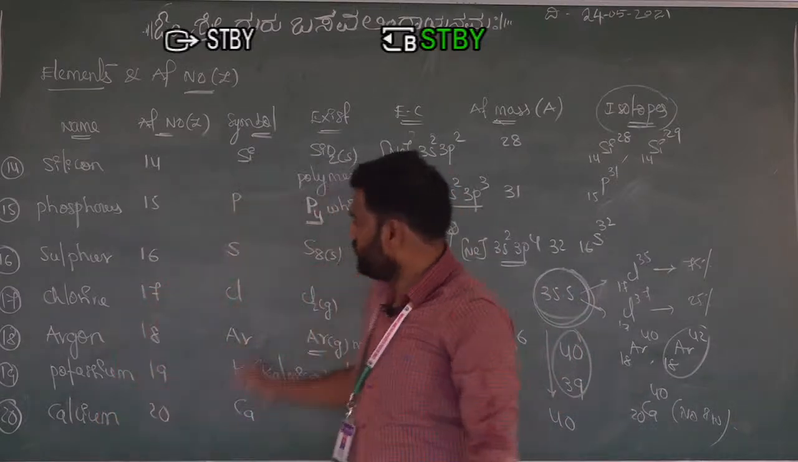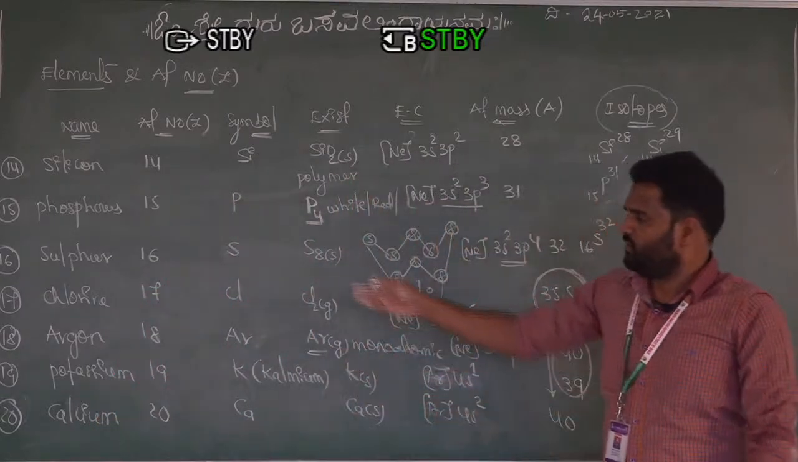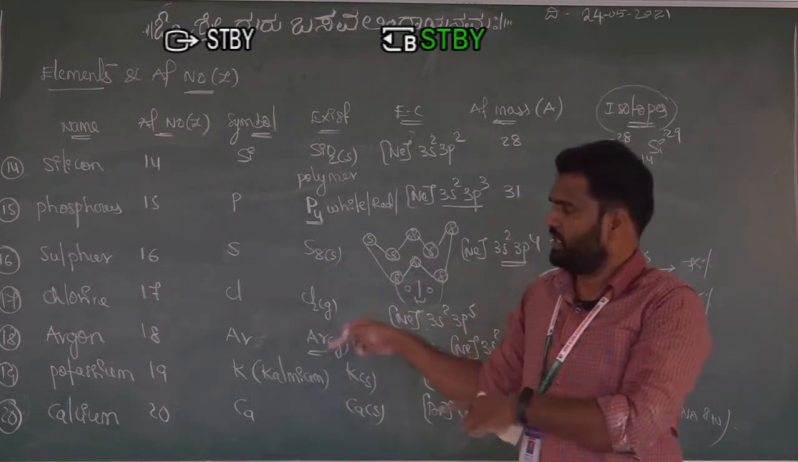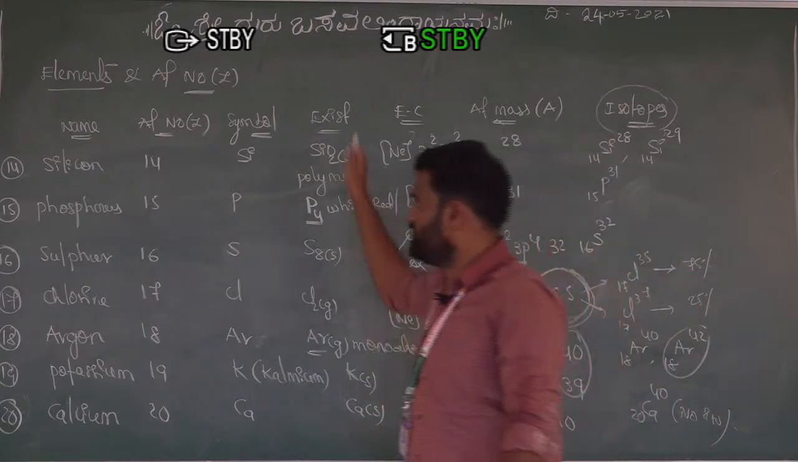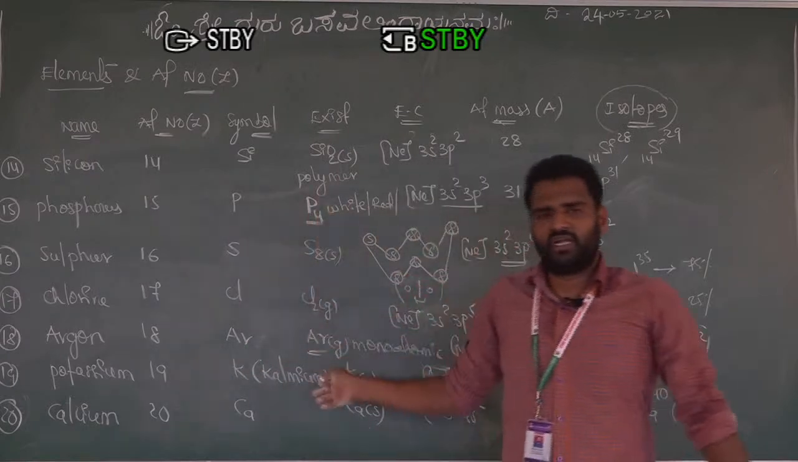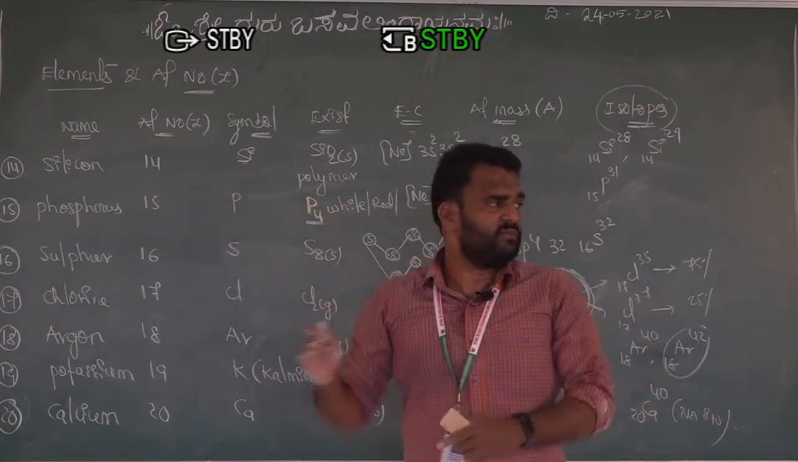So this is up to 20 elements. Tomorrow I will continue. After 20, that means 21 to 30, the remaining elements tomorrow I will continue. Once we complete the elements up to 30, then we will write the ionic forms and ionic formulas.